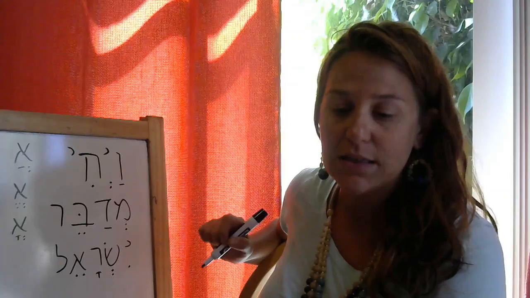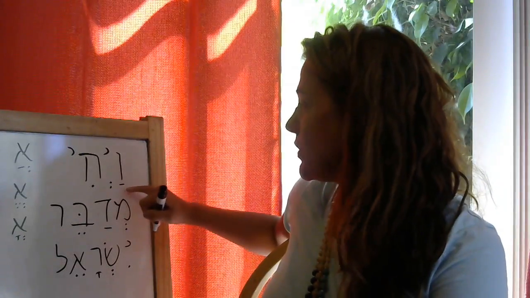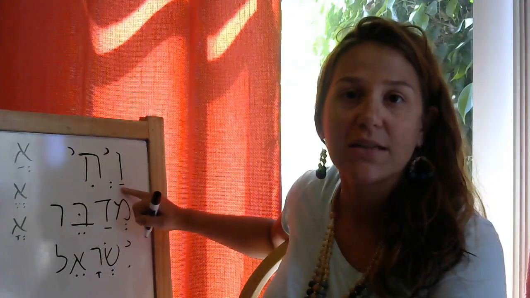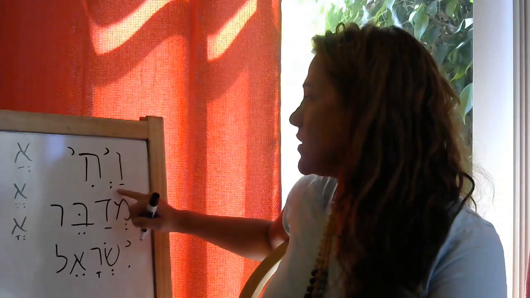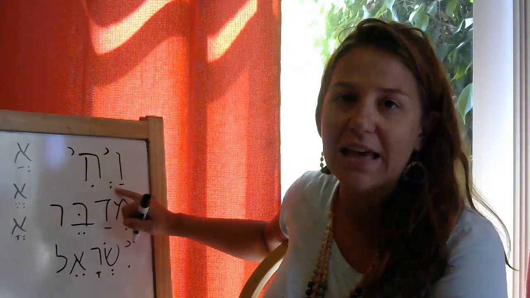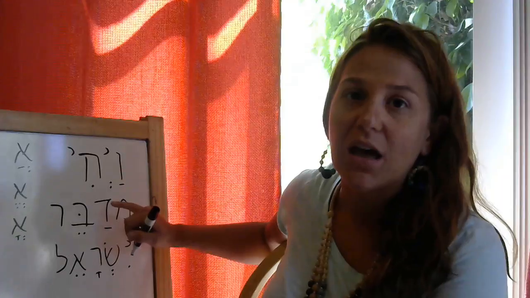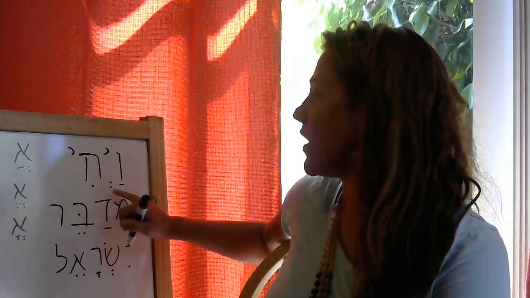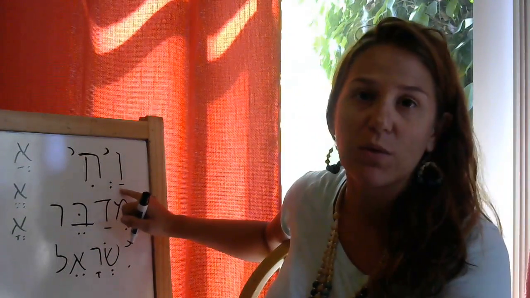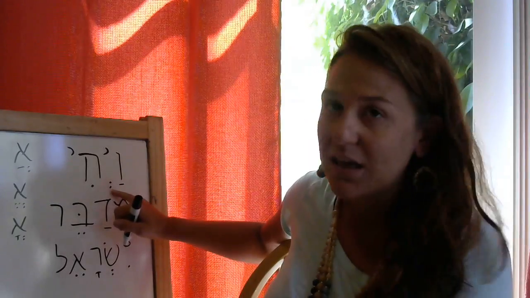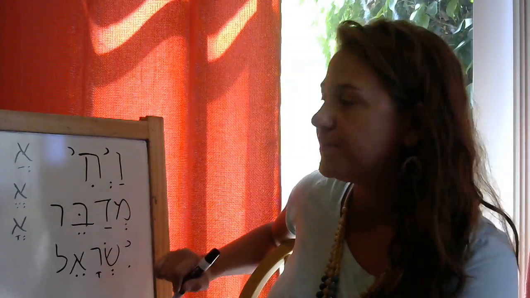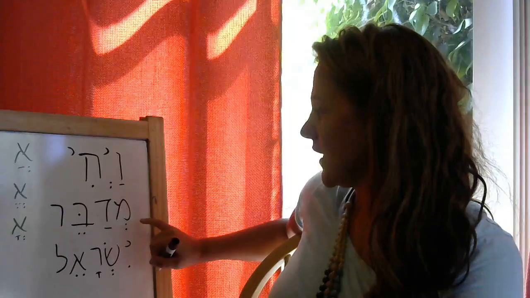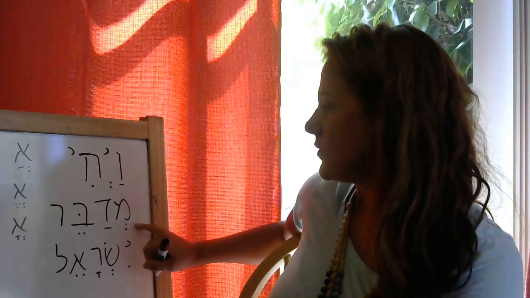It's silent because it's preceded by a short vowel. A patak is a short vowel. So this is silent. So that's why it's vaihi and not vayahi. You're not pronouncing that Shewa. It's just closing the syllable before it. So vaihi, silent Shewa.